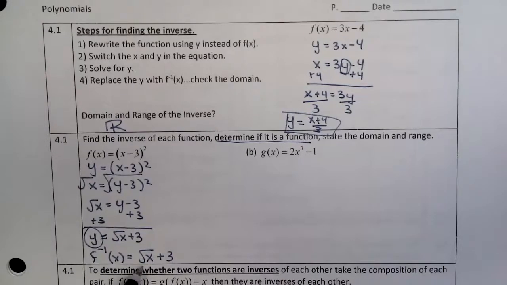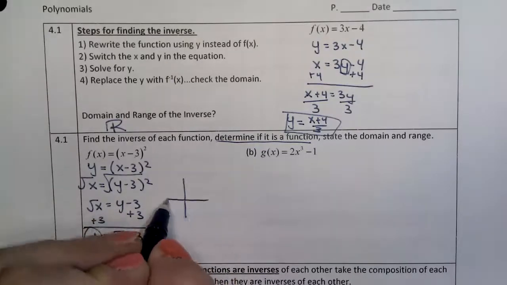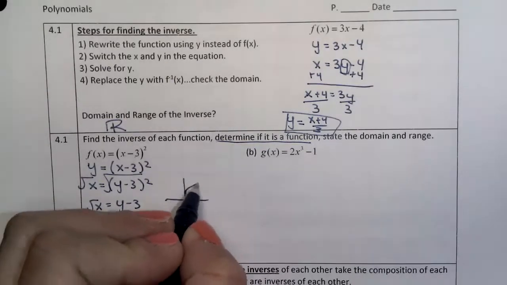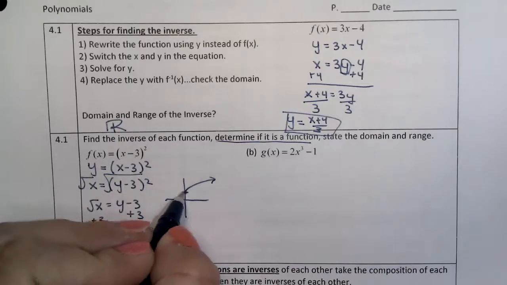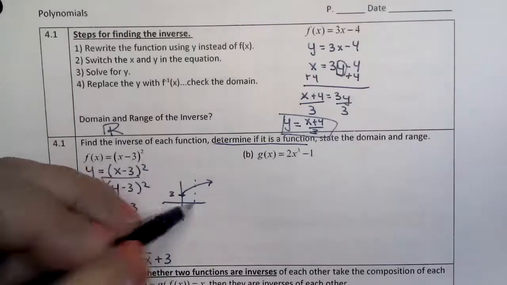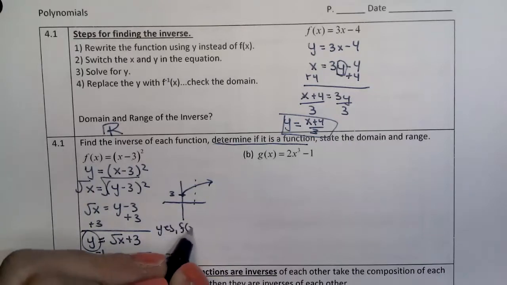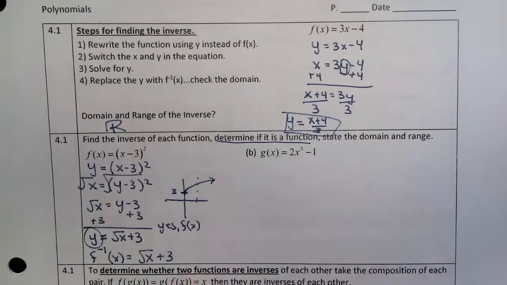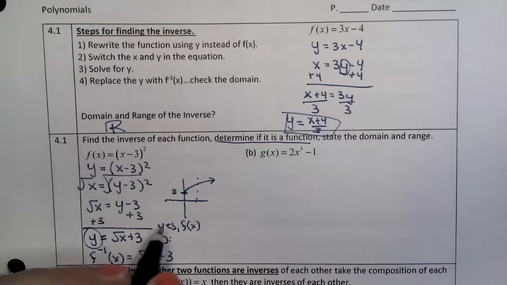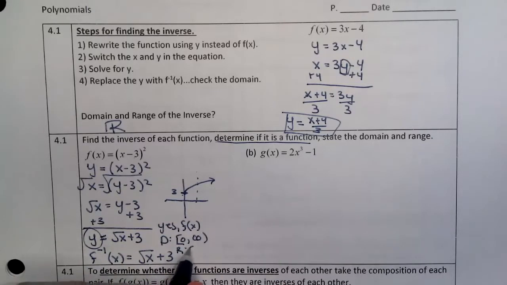Okay. So now it says determine if this is a function. So this graph is going to look something like this, okay, at 3. So is this a function? Does it pass the vertical line test? Yes, it does. So yes, it is a function. Okay. And then we need to find the domain and range. So our domain is going to start at 0 and include it and go all the way to positive infinity. And our range is going to start at 3 and go to positive infinity.